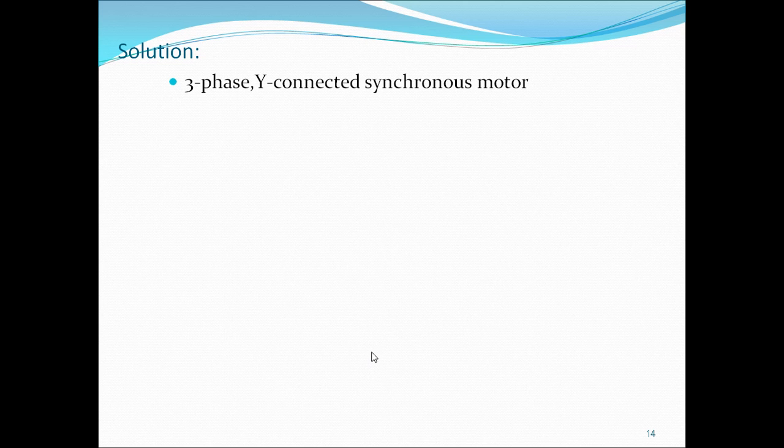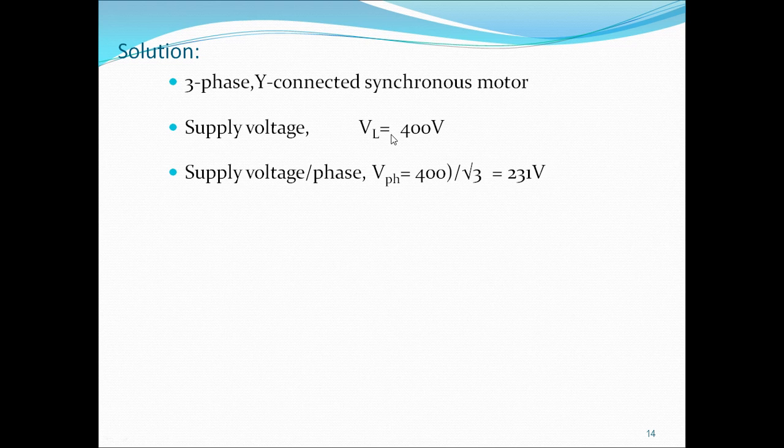First we will write the given data. What is given? A three-phase star connected synchronous motor and a given supply voltage, that is line voltage, is equal to 400 volts. Now this is line voltage. We have to calculate the phase voltage, where phase voltage VPH is equal to VL by root 3. So that is 400 by root 3, that is 231 volts.